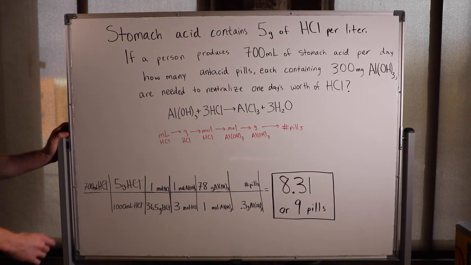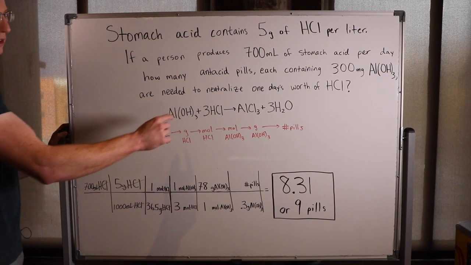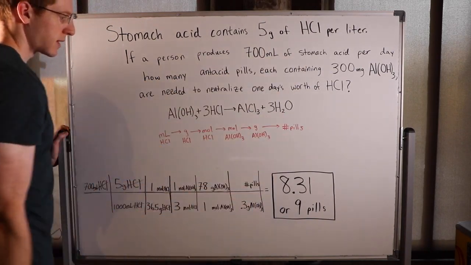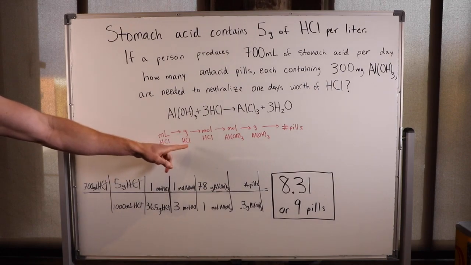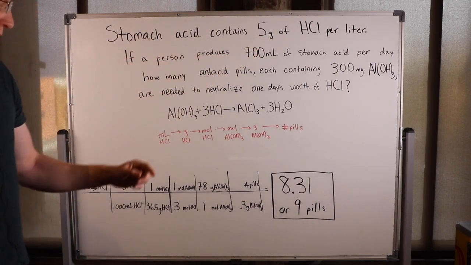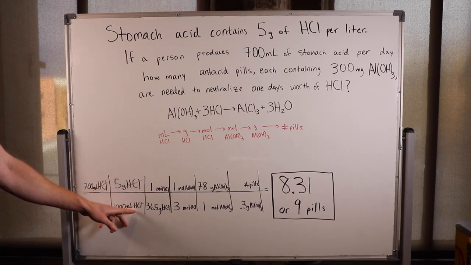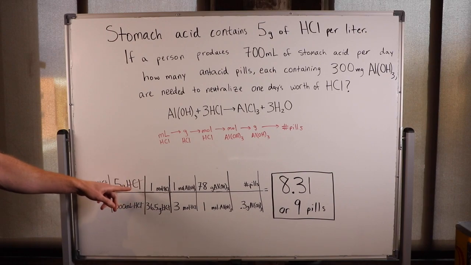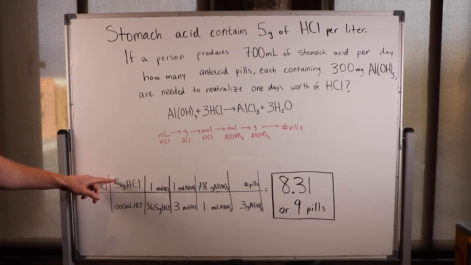So whenever you set your table up, you want to put the initial information you were given on the top left, and that was 700 milliliters of stomach acid per day. So we'll put that right there, 700 milliliters of HCl, and then we'll convert that to grams of HCl. And we're given the density 5 grams per liter. So we've got milliliters of HCl up here, so we'll cancel that out with milliliters of HCl down here, and we want to go to grams of HCl. And they told us that we had 5 grams per liter.